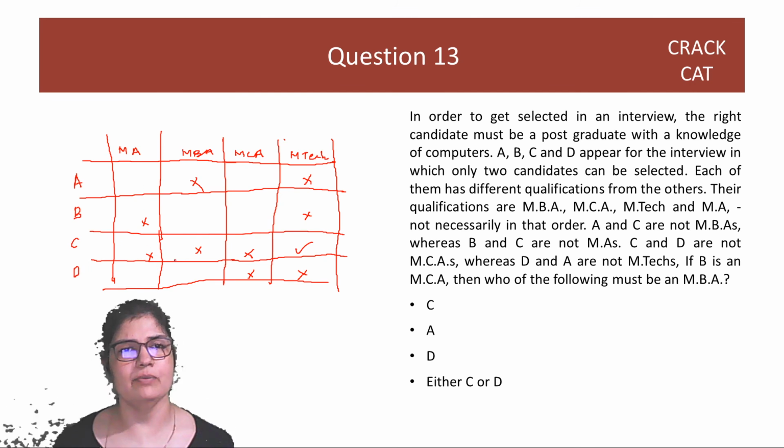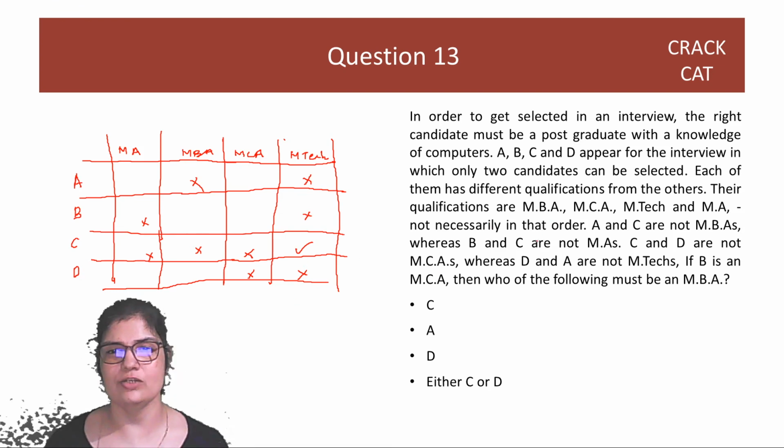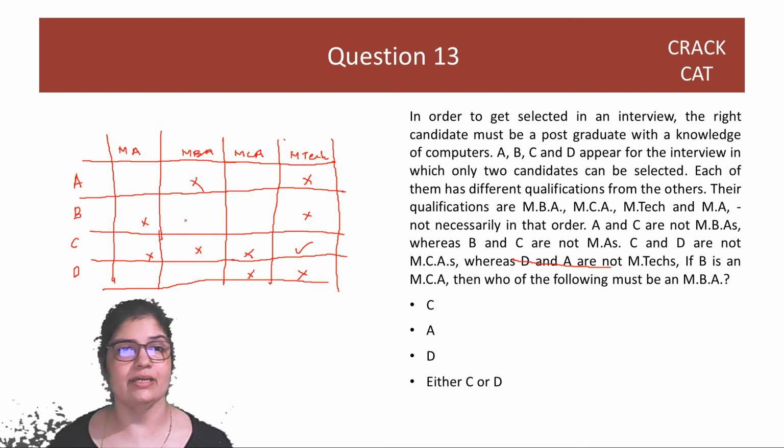We are still not able to find anything else unique, but you have one more piece of information. D and A are not MTechs. So that we already know. Okay, D and A, who is MTech we know. So this information actually is extra. It was not needed only. If B is an MCA, great. If B is an MCA, so this goes off. That means A has to be MA. This goes off. B has to be an MBA. So you see, it becomes very quick.